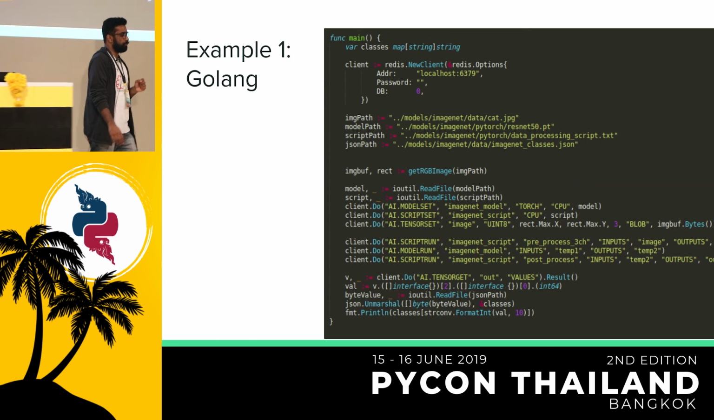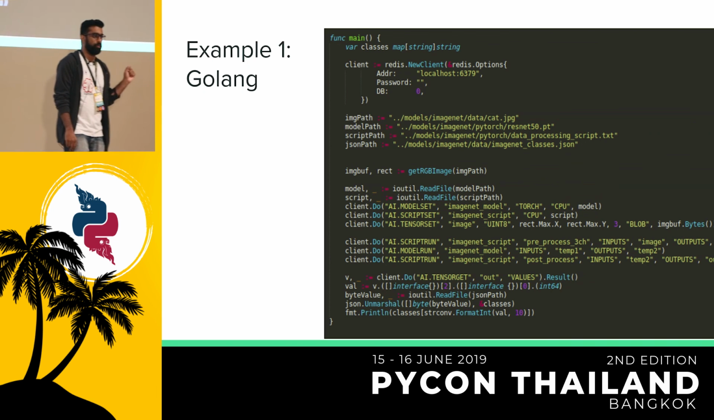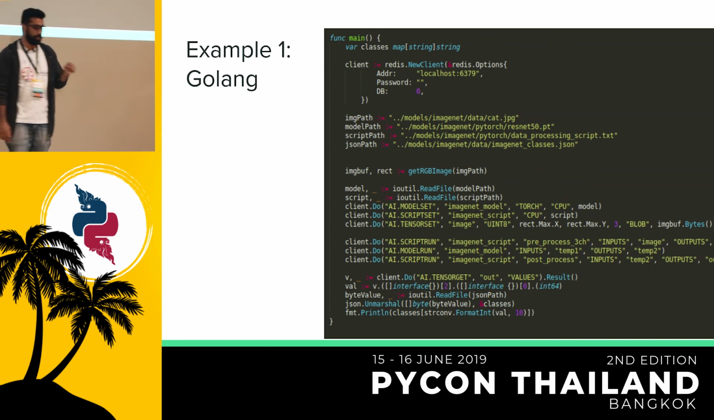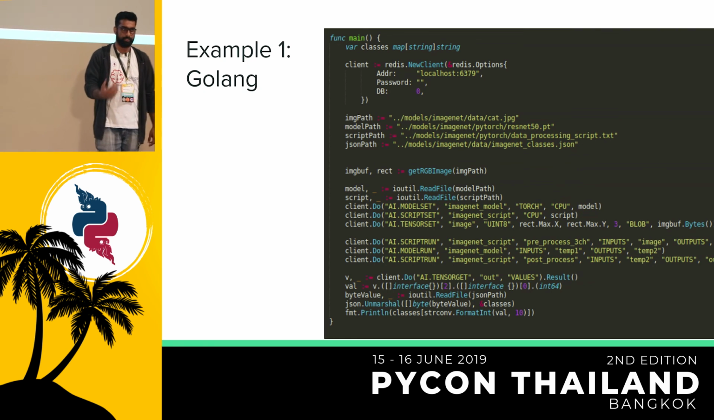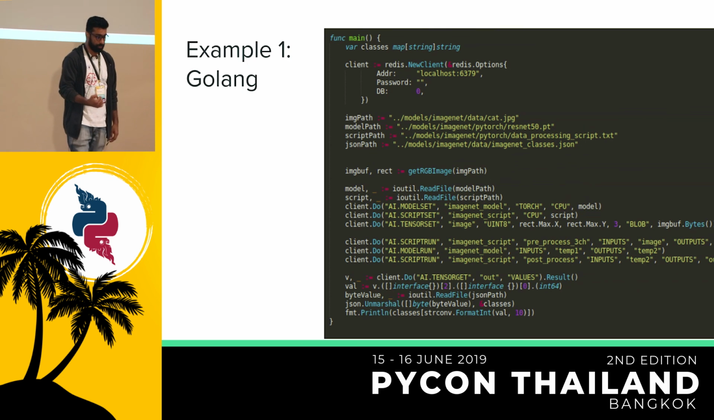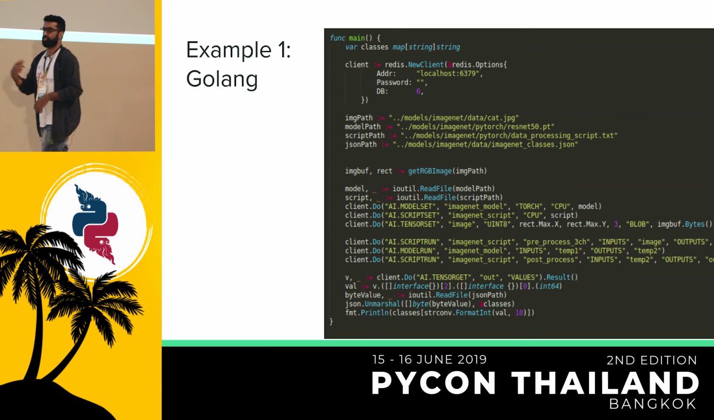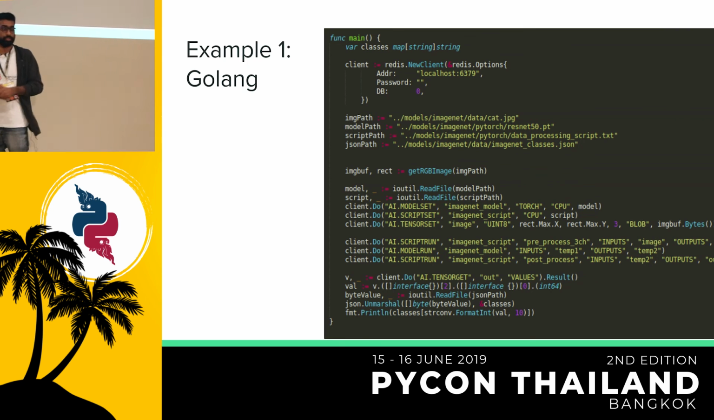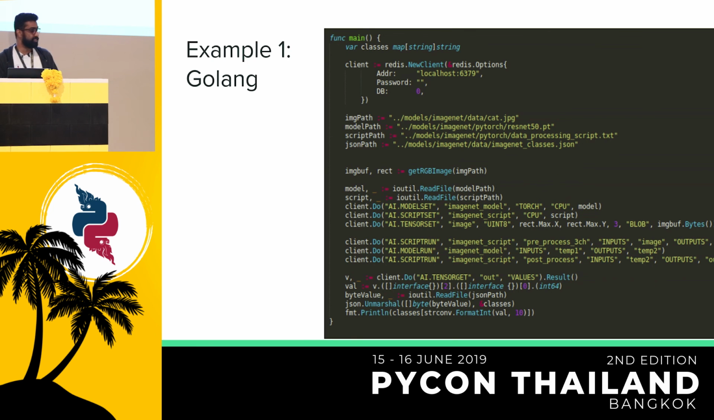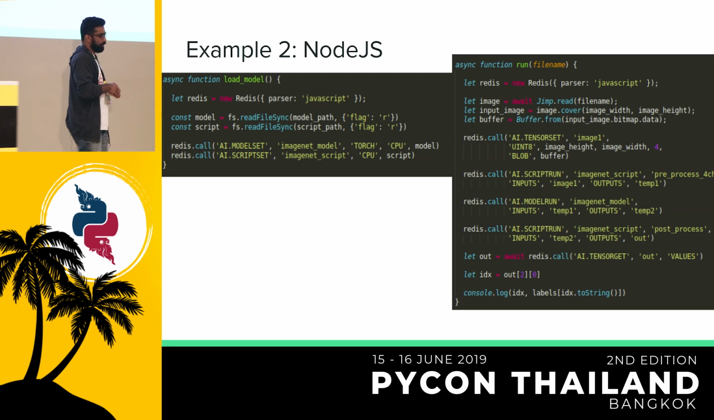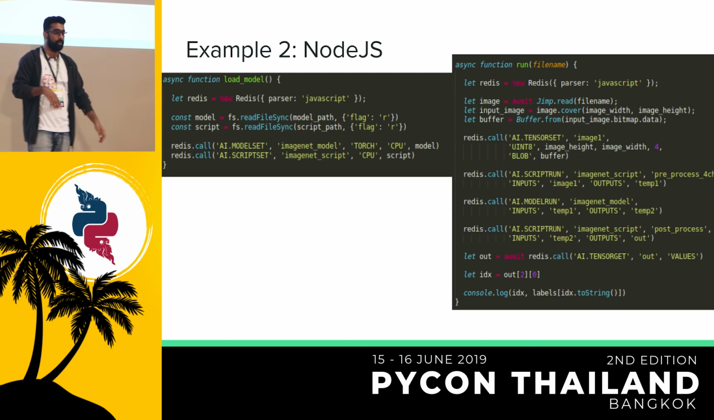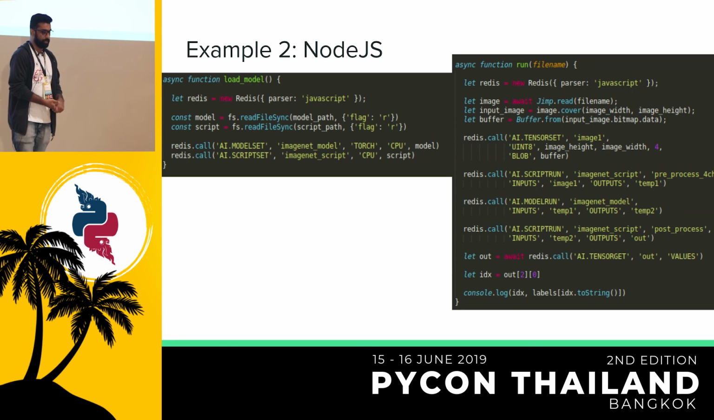So I have 3 examples in 3 different languages. This is a Golang example for doing ResNet 8 classification. If you check it out, you have a model set that sets the model, then a script set that sets the script, then a tensor set for setting the tensor. Then you do model run, script run, and tensor get to get the tensor back. The same example is in NodeJS, and it is doing the same thing. The first function is for loading the model, which saves the model into the RedisAI runtime, then running the model.